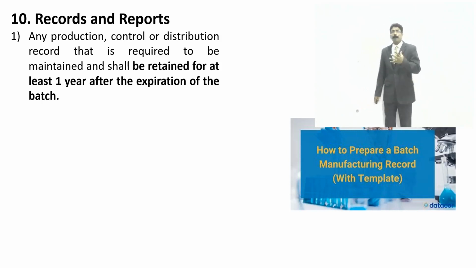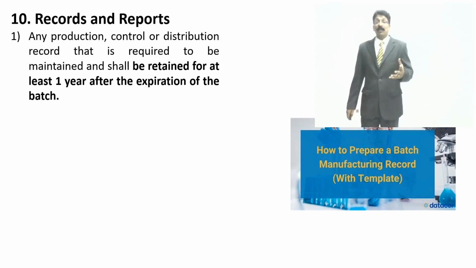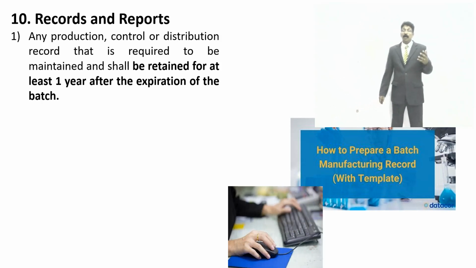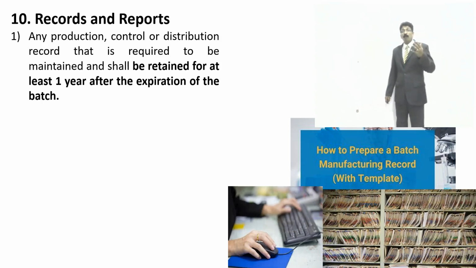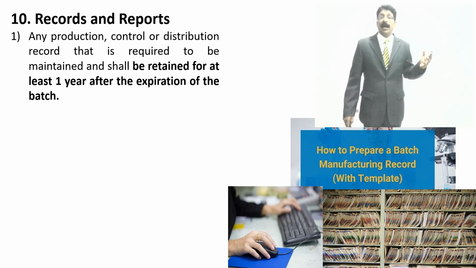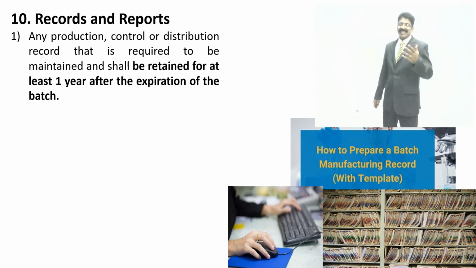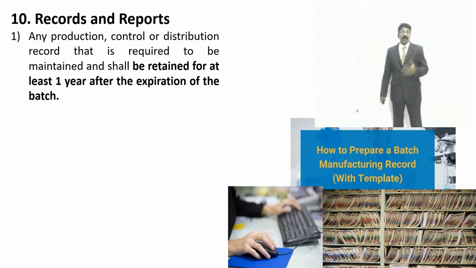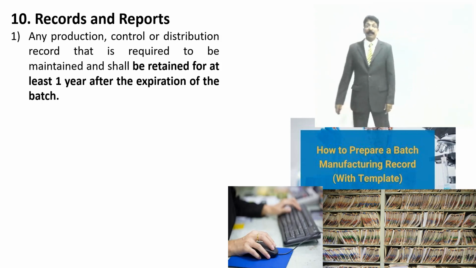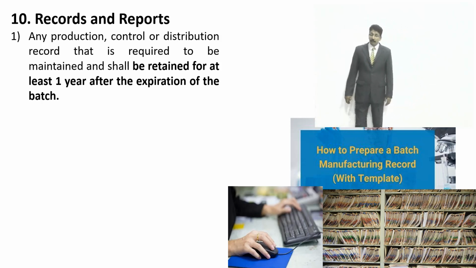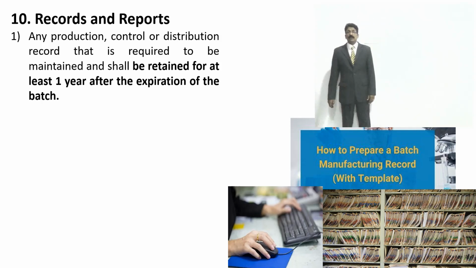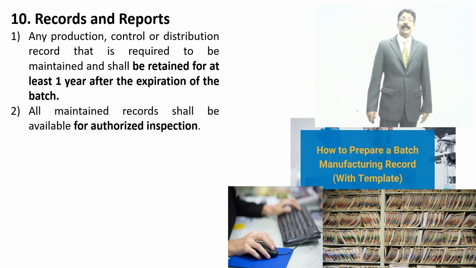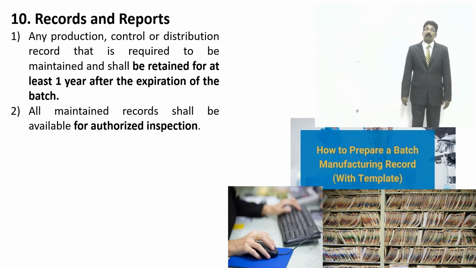How to prepare a batch manufacturing record with a template is very, very important, and it should be maintained, which you might have studied in detail. It will be kept in a computer, and everything day to day will be filed batch to batch, session to session, shift to shift. Per day there will be 3 shifts in manufacturing units, and all will be maintained regularly for physical inspection, as any type of inspector can come and visit if they want. All maintained records shall be available for authorized inspection.